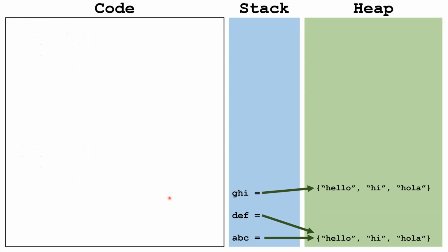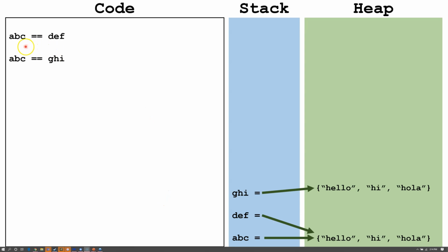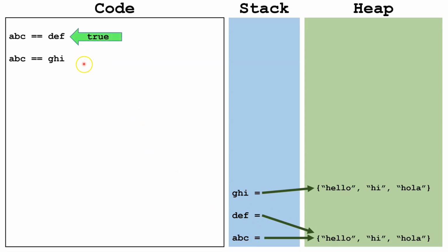Now let's examine some different ways to compare the values. We're checking ABC double equals DEF. ABC and DEF are pointing at the same object on the heap, so this expression is going to evaluate to true. Here we're saying ABC double equals GHI. Now, ABC and GHI are pointing at identical objects, however they're in different memory locations on the heap, so this will evaluate to false. For this reason, double equals is usually not a good way to compare objects in Java.